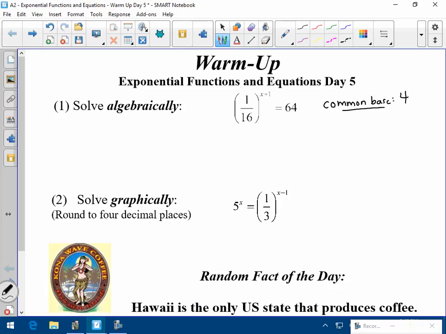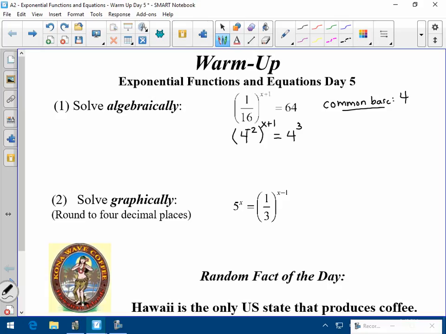So if I use a common base of 4, then 64 is 4 to what power? Third. And 1/16, remember, I'm really just thinking about the 16. 16 is 4 to what power? 4 squared. So this is the same as saying 4 squared raised to the x plus 1 power. But since it's a fraction, we can't just say 4 squared, we have to say 4 raised to the -2.